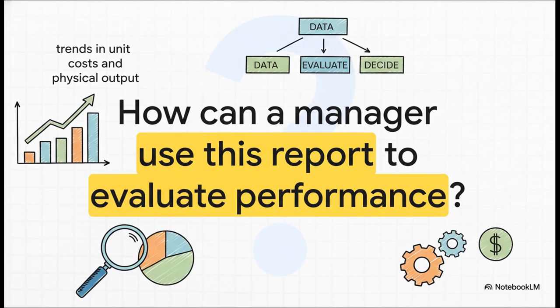Is the cost per unit creeping up? Why? A spike in conversion costs might mean a machine needs maintenance or that labor is being used inefficiently. Is material cost rising? Maybe it's time to renegotiate with suppliers. This report turns raw production data into actionable intelligence, allowing managers to control costs, improve efficiency, and make truly informed decisions about their operations.